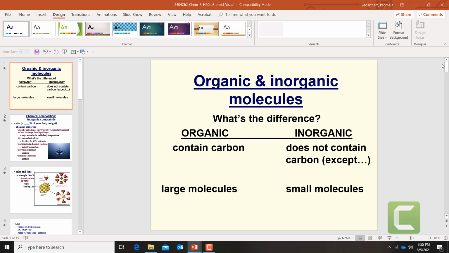These are long chained, containing many carbons with different kinds of bonds, mostly covalent bonds, whereas inorganic molecules are small, like carbon dioxide or oxygen, right? So hydrogen, these are really tiny molecules, or sodium chloride. So that is another difference between the two.